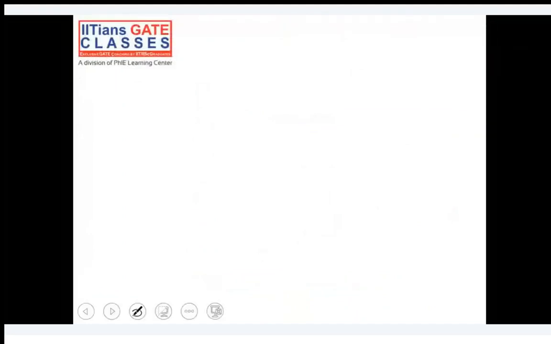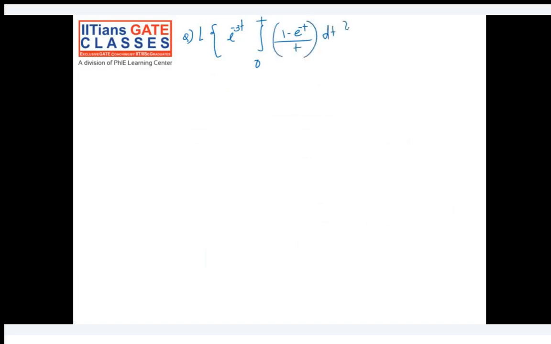Let's take another question. Laplace transform of e to the power minus 3t integration 0 to t (1 minus e to the power minus t) by t dt. Look at the criticality here. So can you tell me in which type this question fits? Or is it a combination of properties you will be using here?